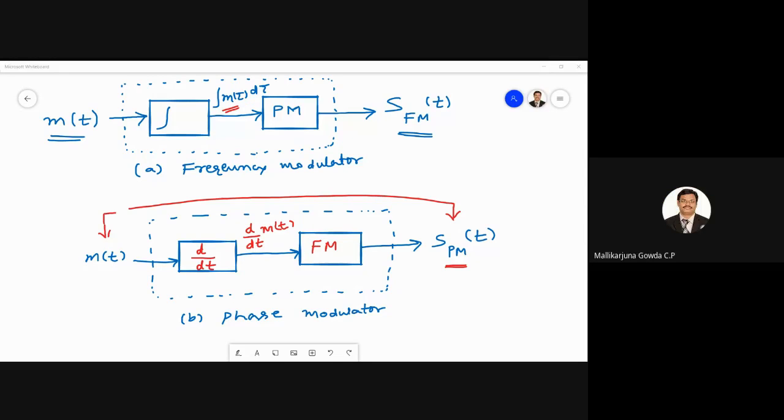Yes, sir. Can you tell me how FM and PM are related? Not with the analogy, you tell with respect to the block. Anand. Sir, they are interrelated. Yeah, how they are interrelated, you should tell.